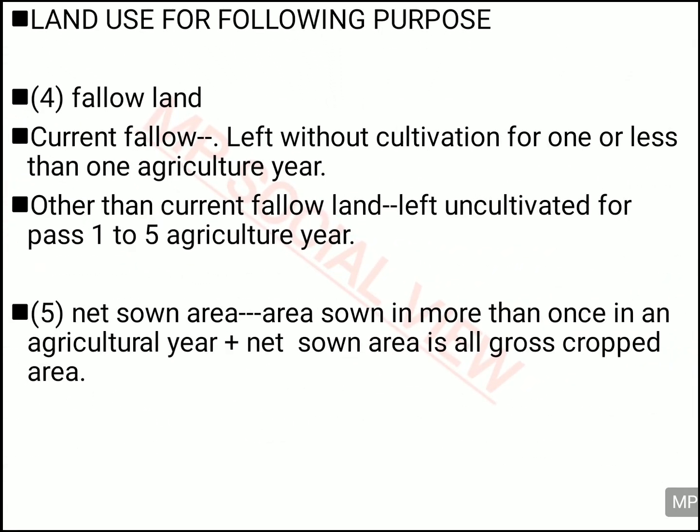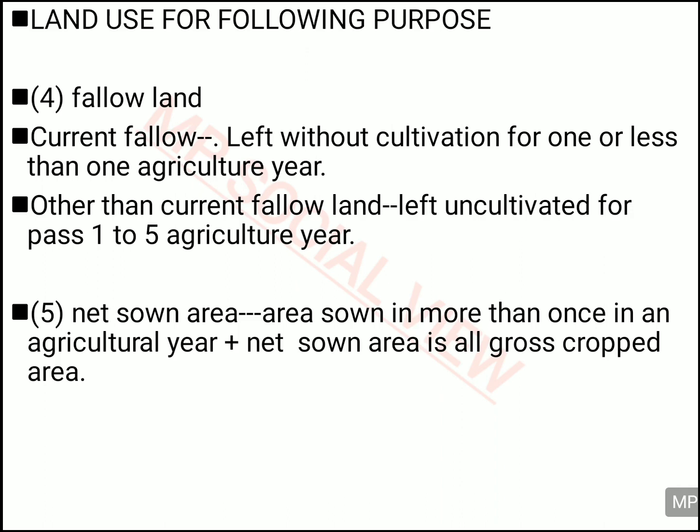And the fourth category is fallow land. Fallow lands are divided into two parts: current fallow and other than current fallow. Current fallow is land which is left uncultivated for 1 year or less than 1 year. Other than current fallow is land which is left uncultivated for between 1 to 5 years.